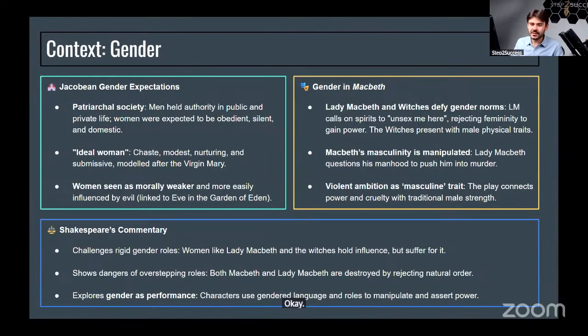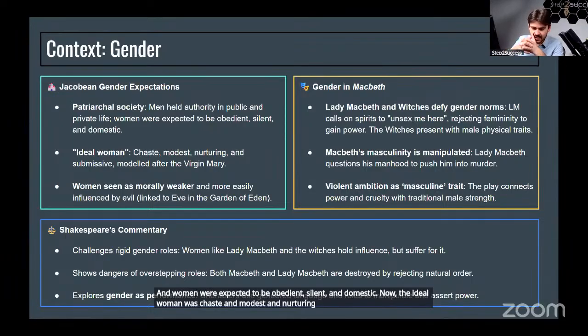last two things. Gender then. In Jacobean England, which is what we call the rule of James I, there were certain gender expectations at the time. So men held authority, not only in public but in private life. And women were expected to be obedient, silent, and domestic. Now, the ideal woman was chaste and modest and nurturing and submissive, modeled after the Virgin Mary.